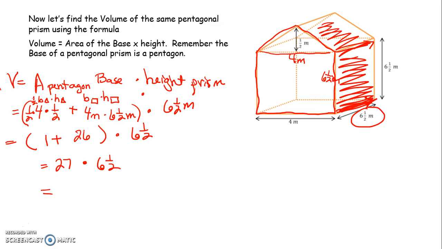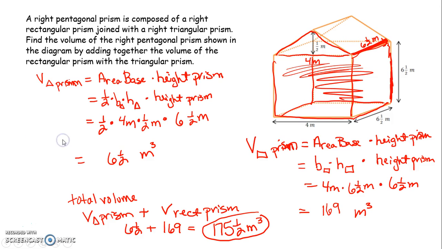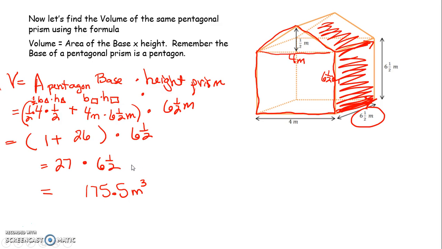It's not a different prism. It's the same prism as the last problem. I'm just giving you another option. So that's 175.5 cubic meters. And again, I don't care whether you do it the way we did on the last slide, where you found the volume of the triangular prism, the volume of the rectangular prism, and then added them together to get your 175, or if you look at it as the area of this pentagonal base times the height. Either way, you're going to get 175.5 cubic meters.